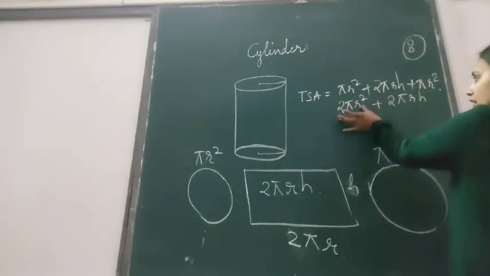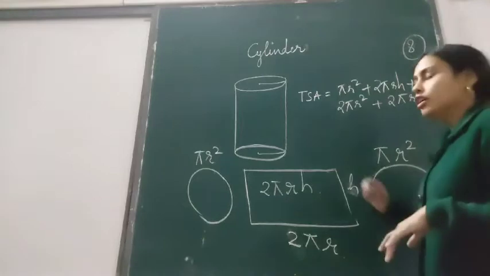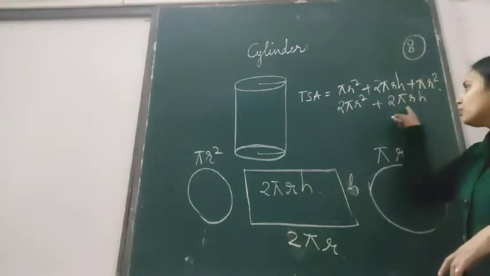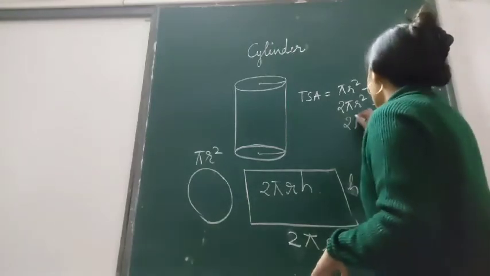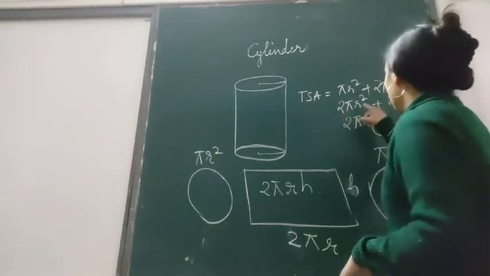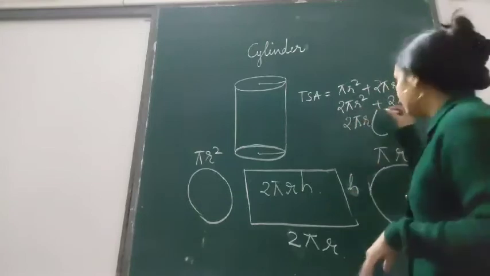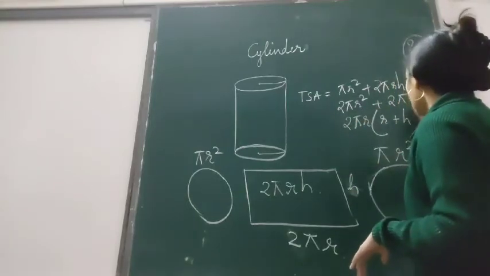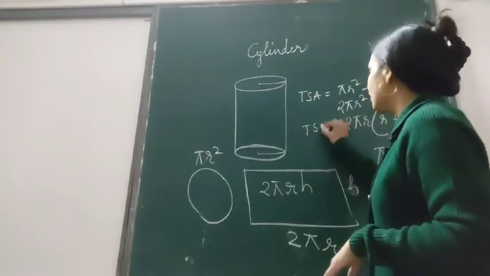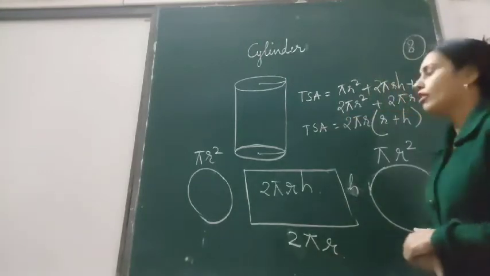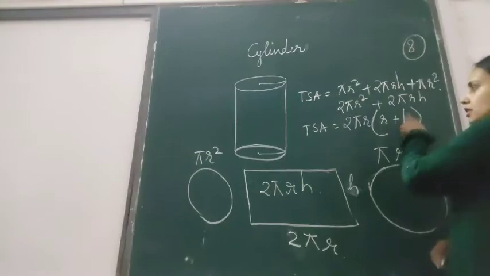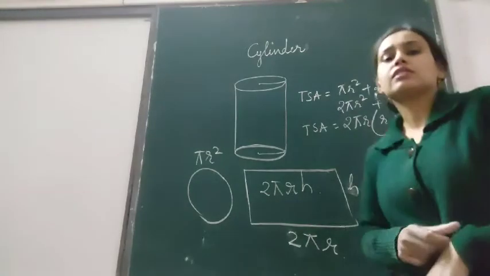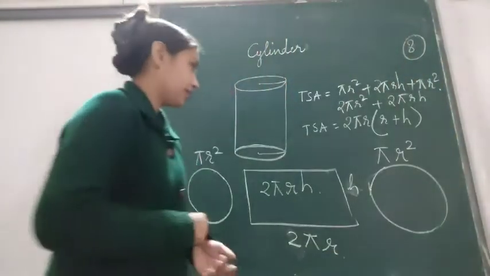Now if you see in these two terms, children, you will see 2 pi r is common. So let's take it out. So 2 pi r, what is left here? One r is left. So r plus h. So what is the total surface area of the cylinder? 2 pi r into r plus h. Okay, this is the total surface area.